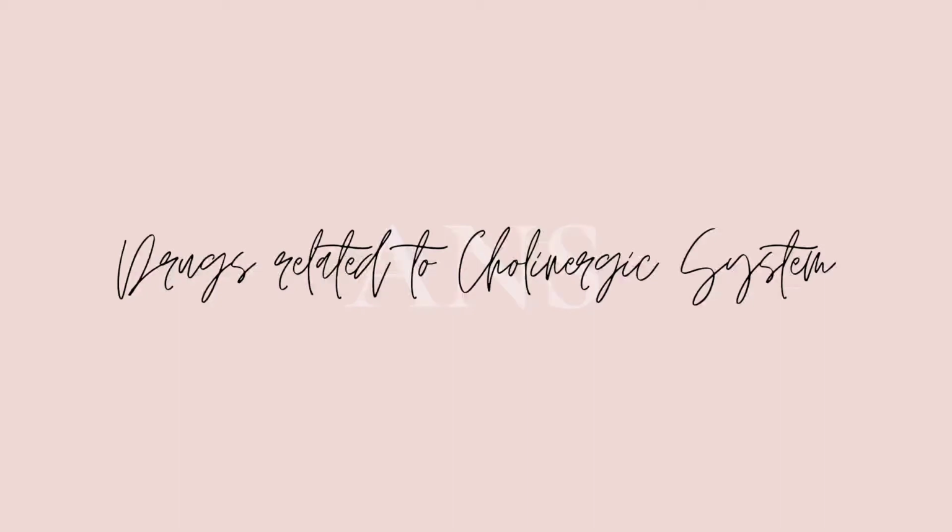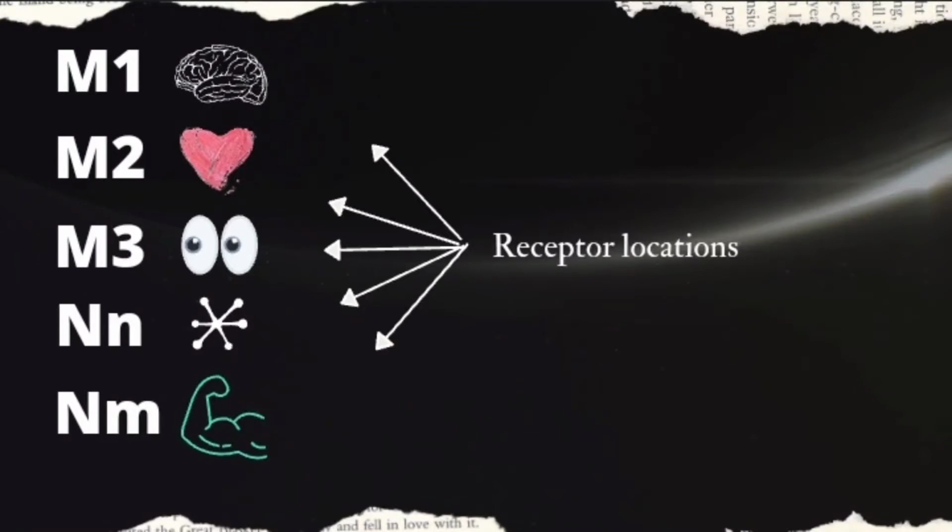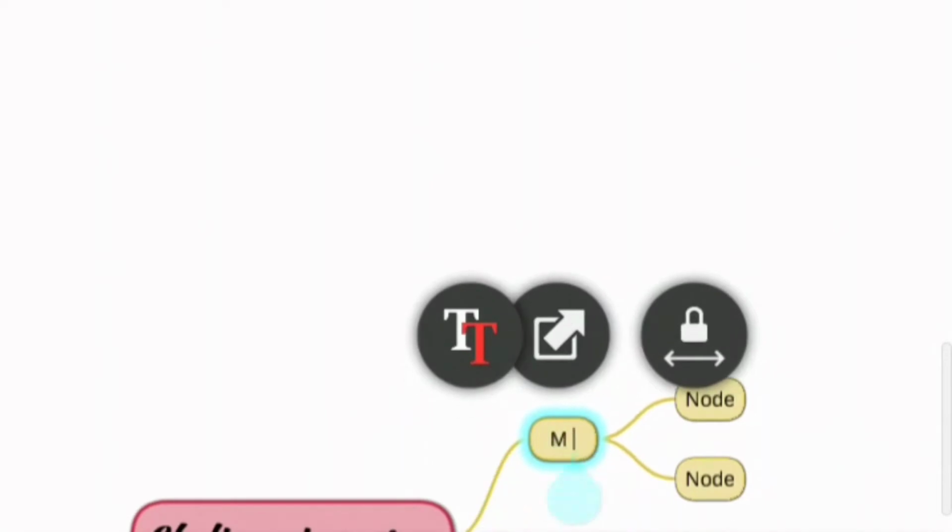Drugs related to cholinergic system. Location of receptors to correlate the basis of application of the drugs. Though these receptors are present in many organs, they are predominantly present in the following: M1 brain, M2 heart, M3 eye, bladder, etc., NN neurons, NM muscles.